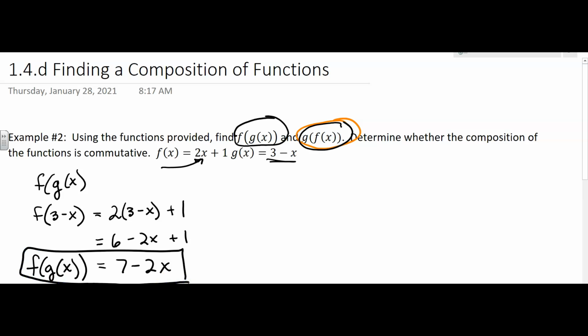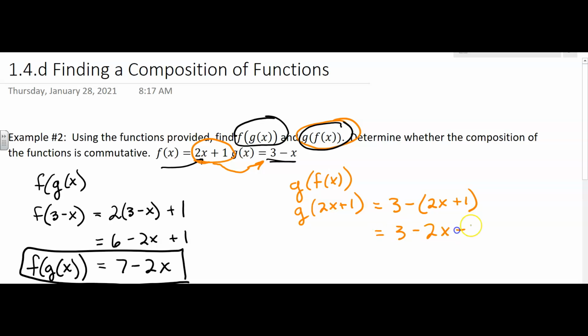All right, now we're going to do the orange part, and we're going to find g of f of x, or g of 2x plus 1. So now what we have to do is we have to take the 2x plus 1 and we have to put it in the other function. So it's going to look like 3 minus, don't forget the parentheses here, 2x plus 1. Then we're going to distribute and we're going to simplify. And that would be g of f of x.